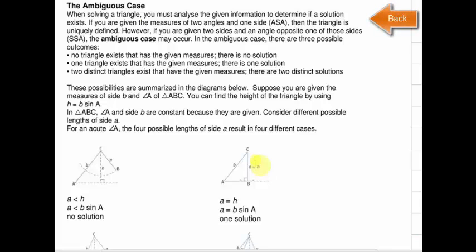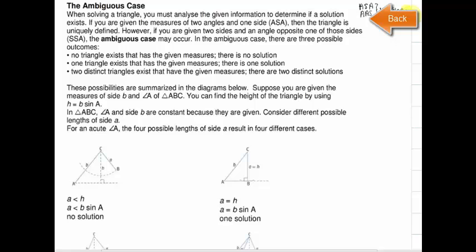Okay, so we're going to take a look at the ambiguous case. And the ambiguous case means that we may not have a unique triangle. So when solving a triangle, you must analyze the given information to determine if a solution exists. If you were given the measures of two angles and one side, so angle, side, angle, then the triangle is uniquely defined. Now remember, angle, side, angle is the same thing as angle, angle, side. Both of these will give you a unique triangle. However, if you are given two sides and an angle opposite one of those sides, so you have side, side, angle, the ambiguous case may occur.